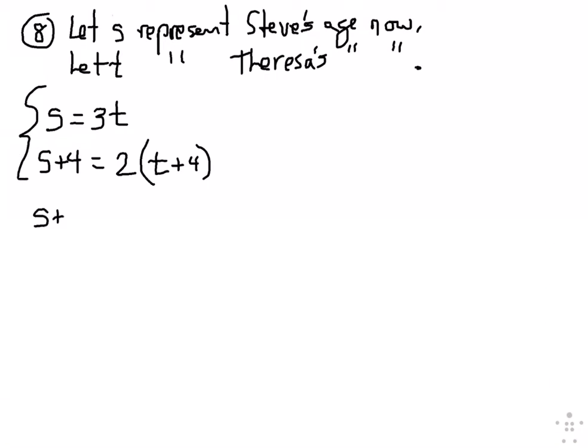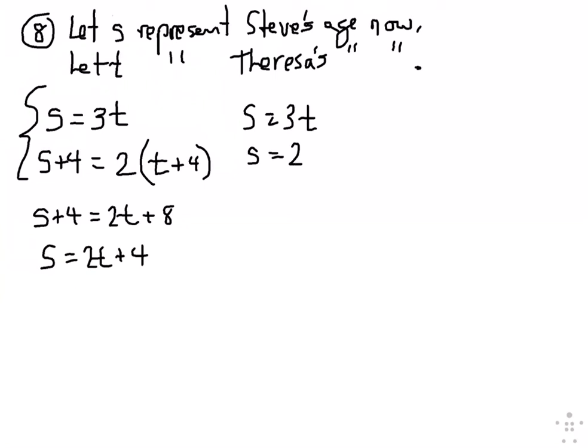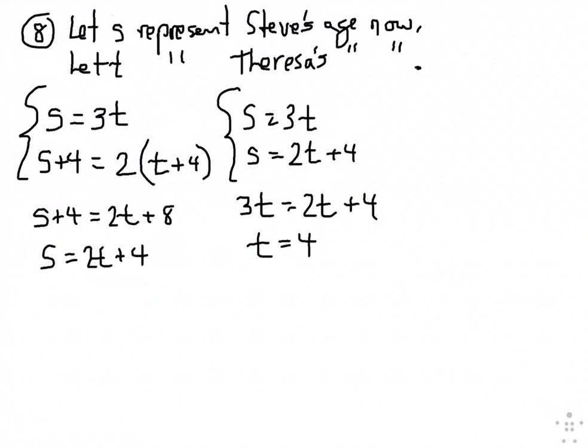The bottom equation we need to simplify, so I'll distribute. And then I'll subtract 4. So S equals 2t plus 4. So now the 2 equations, S equals 3t and S equals 2t plus 4. So again, equal value method. 3t equals 2t plus 4. Subtract 2t, t equals 4.